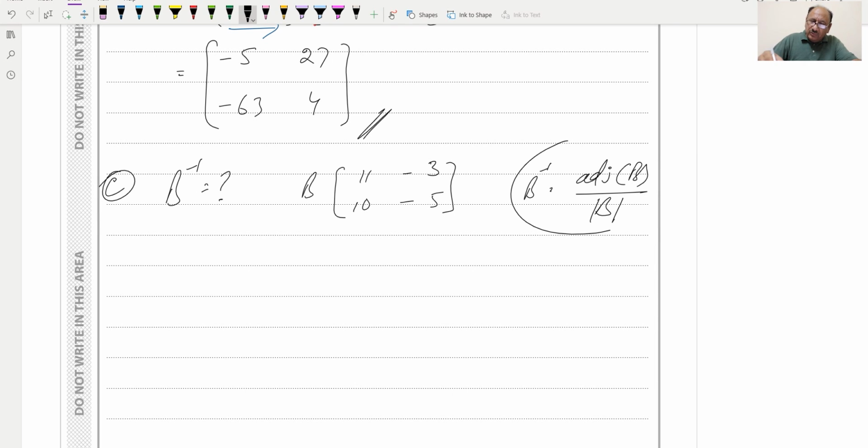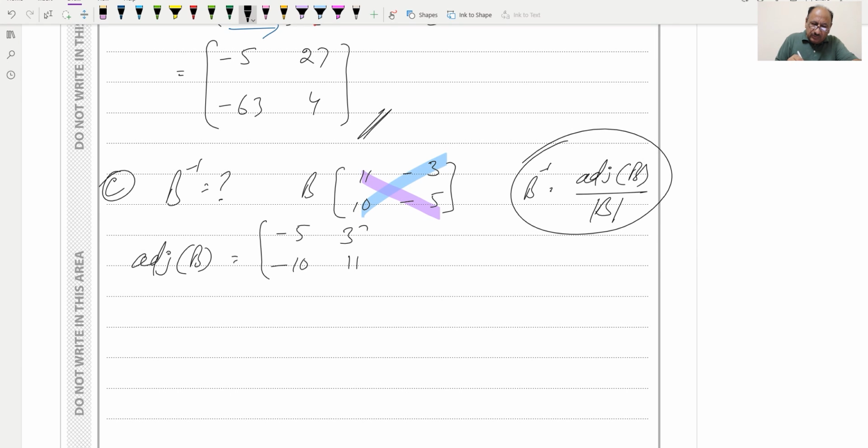This will be the formula which we will be using. Adjoint of B will be changing the location of these two, and if we change the location we will get minus 5 and 11, and change the sign of these two. So if we change the sign of these two it will be minus 10 and this will be 3. So this is the adjoint of B, and B mod also we can calculate.